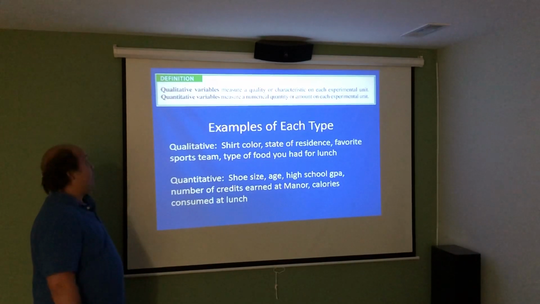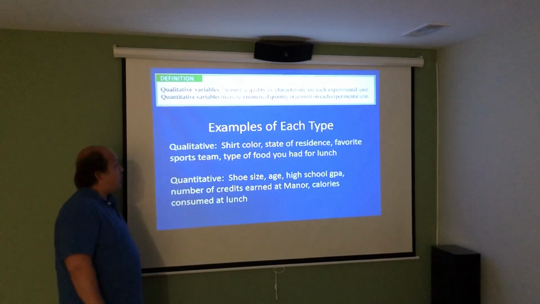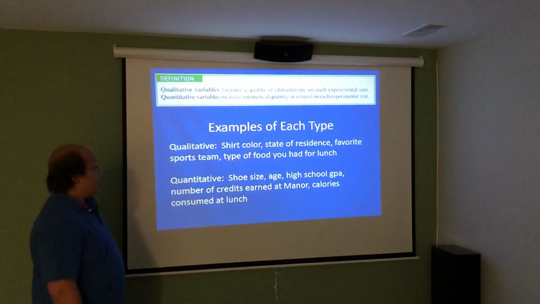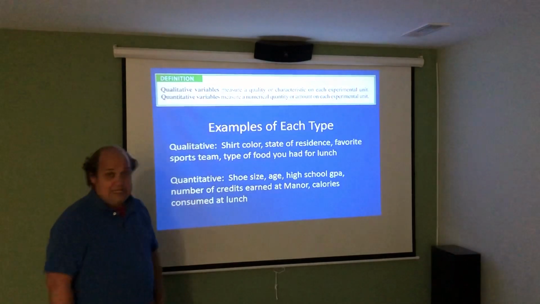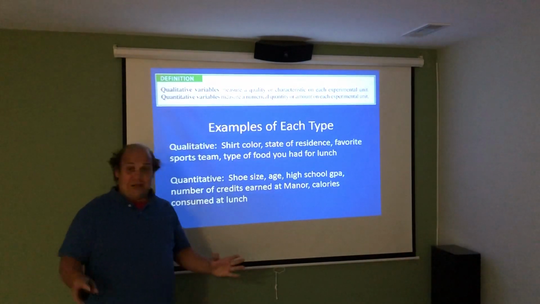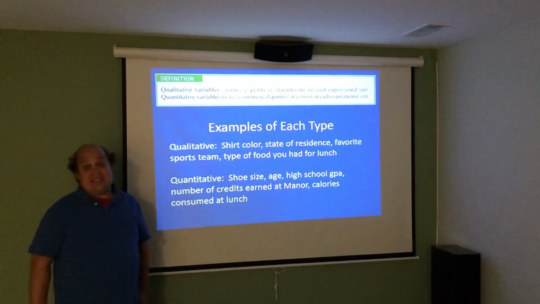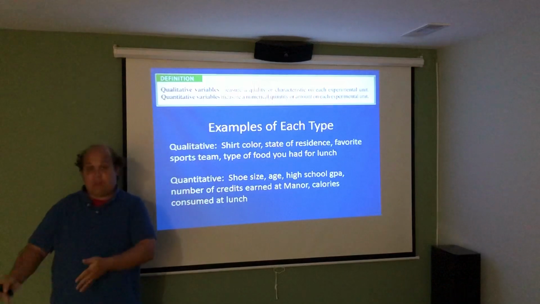Is it a qualitative variable or is it a quantitative variable? If it's a qualitative variable, it measures a quality or characteristic on each experimental unit. If it's a quantitative variable, it measures a numerical quality or amount on each experimental unit. That doesn't really give you a clear picture of how to choose which is which. Basically, the distinction is, if it's a qualitative variable, I can just put it into a category that it belongs into.